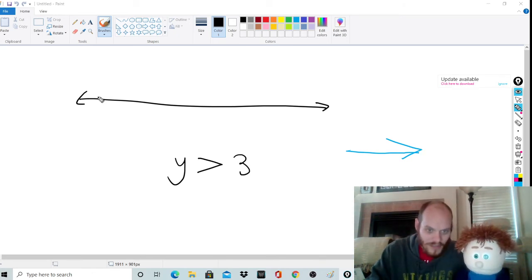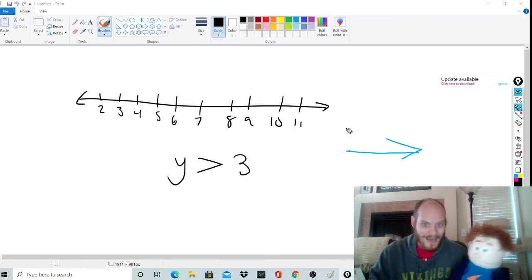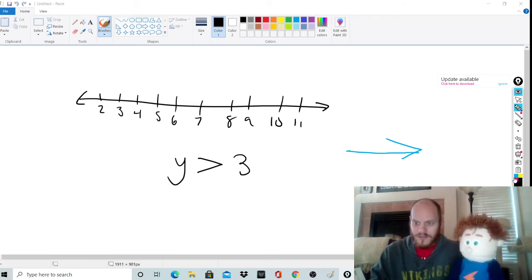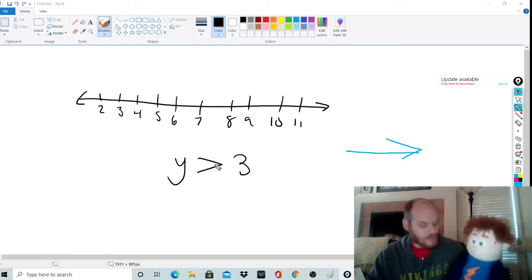So I'm going to start with 2 on that number line. So I'm going to do 2, 3, 4, 5, 6, 7. It doesn't really matter how far you go, as long as you get the point of the numbers that are included, right? Because 10 billion is included. All the numbers that are greater than 3 are included. So now, do I put an open circle or a closed circle, Tommy?